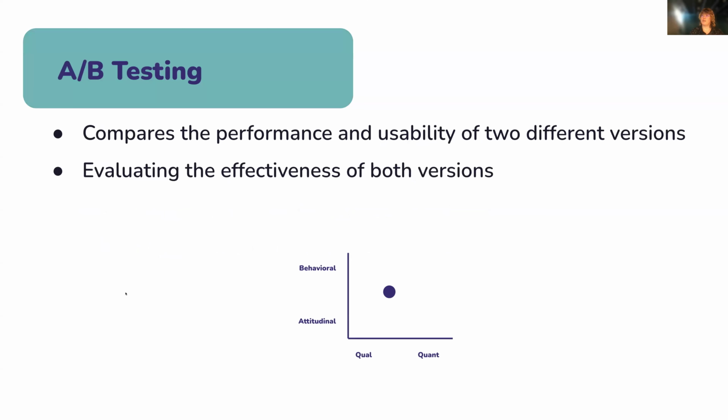The second thing we're going to talk about is A/B testing. That compares the performance and usability of two different versions of an interface or a product, and you evaluate the effectiveness of both versions.